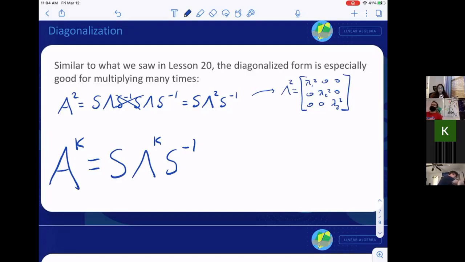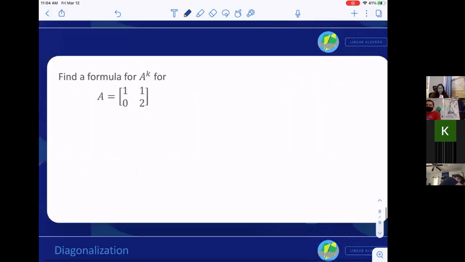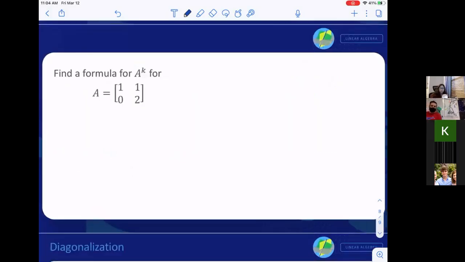calculations. So picture you're doing large matrices and large amounts of multiplication. This reduces the computing power quite a bit. Okay, so we're going to come up with a formula for A to the K for this specific A. And then most of the homework and the tests and stuff, it's a similar idea.